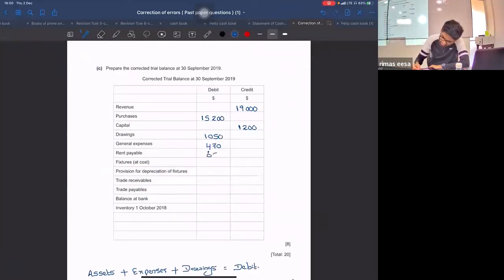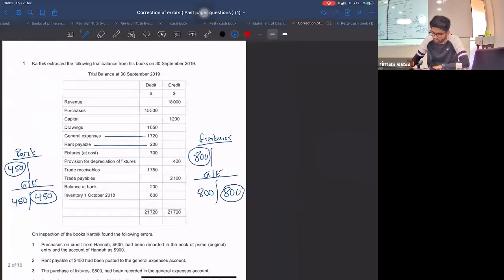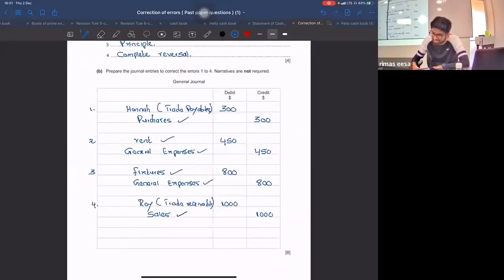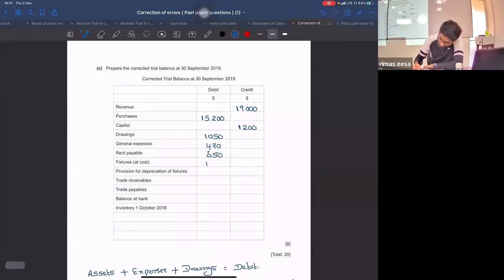650. So enter 650 over here. Yes, Kevin. Fixtures. How much is the fixtures cost given? 700. Did you make any adjustment to fixtures? Yes. Debiting 800. 700 was given on the debit side, and you're debiting another 800, meaning it will increase. You put it on the same side. How much? 1,500. So you enter 1,500 on the debit side.